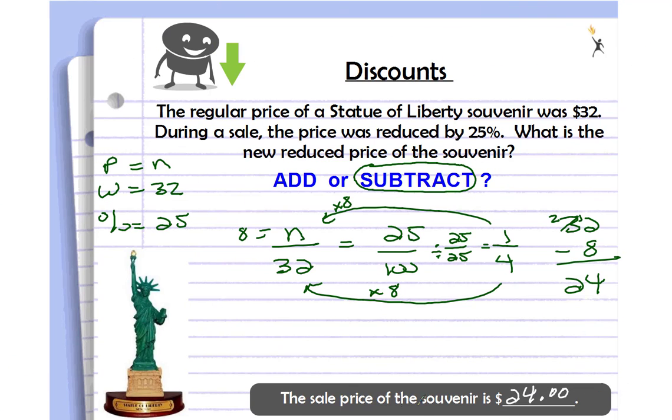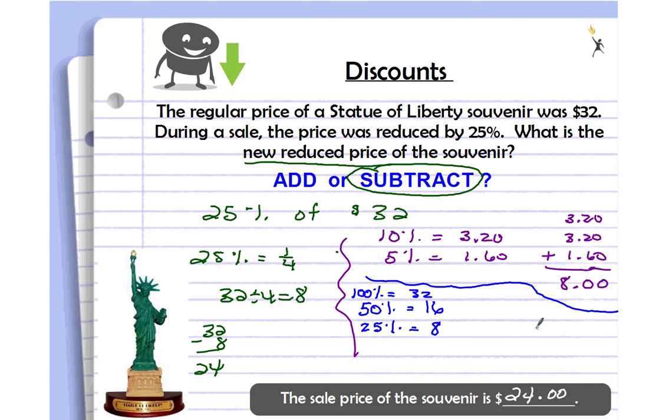Okay, did you get that the new sale price is $24? If you did, great job. Move on to the next problem. If not, pause the video. Take a look at the percent proportion. See if you can find your mistake. Or, if you used the percent shortcuts, pause the video here. Take a look. I actually showed it 3 different ways. See if you can find your mistake. Again, if you need help, ask your teacher.